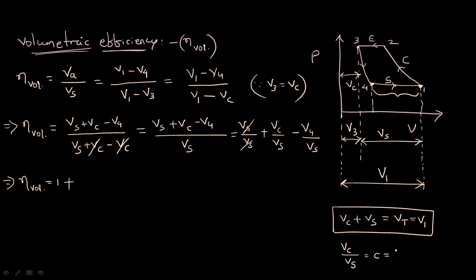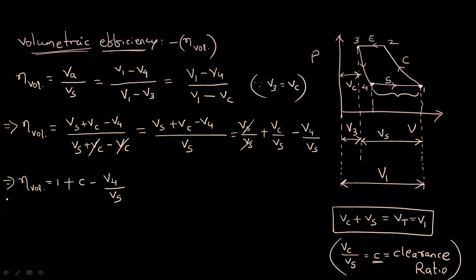This is called the clearance ratio. Vc means clearance volume, Vs means swept volume. The ratio between clearance volume and swept volume is called the clearance ratio. It is indicated with small c. So this Vc by Vs I have taken as small c, minus V4 by Vs. So this much I got.